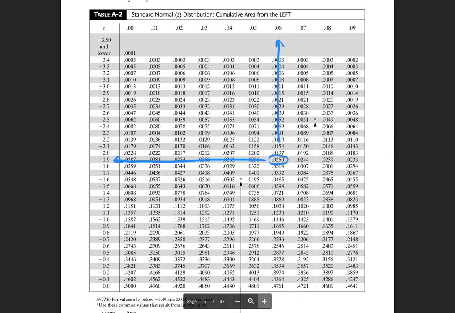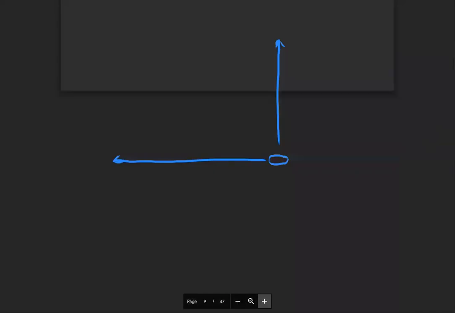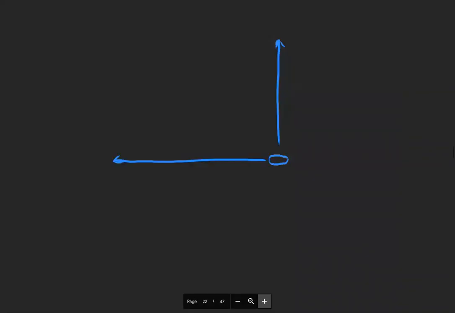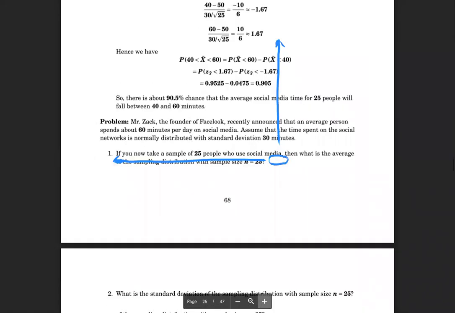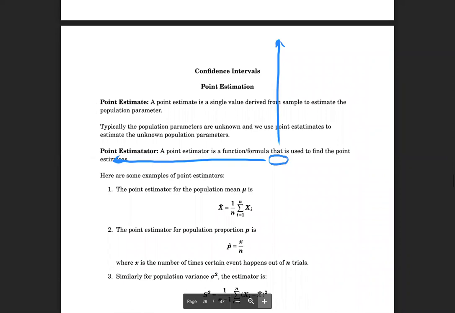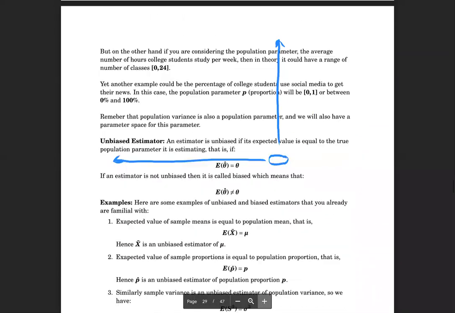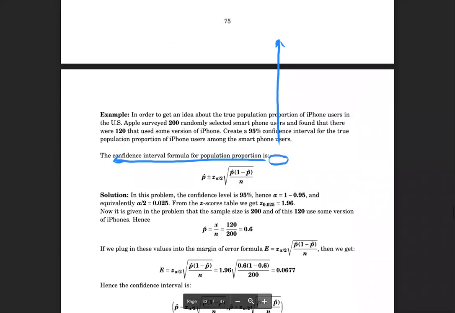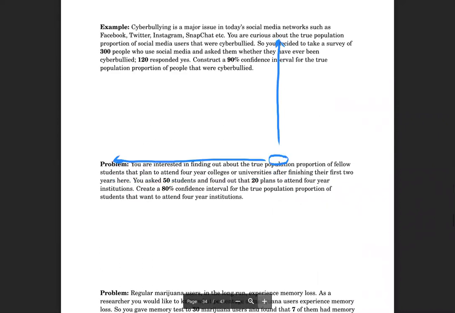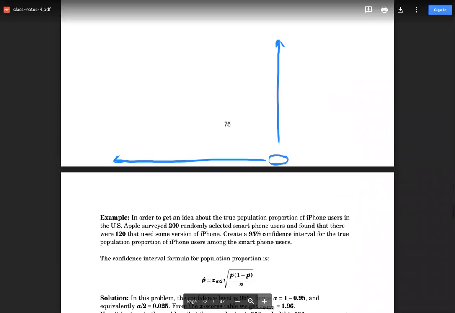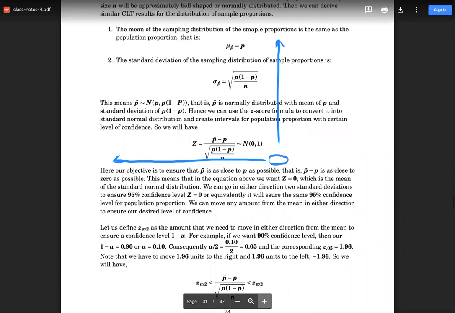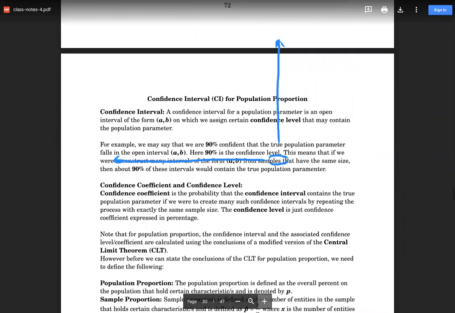So let's go back to where we were. Okay, here is my problem. Oh, no, I went too far, sorry. No, confidence interval.